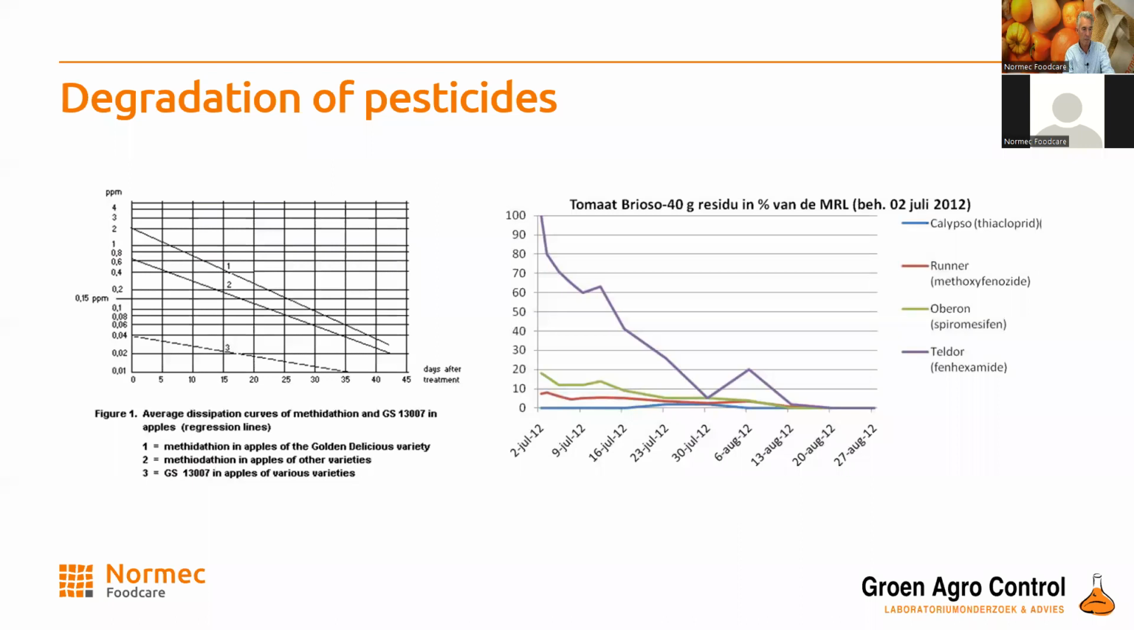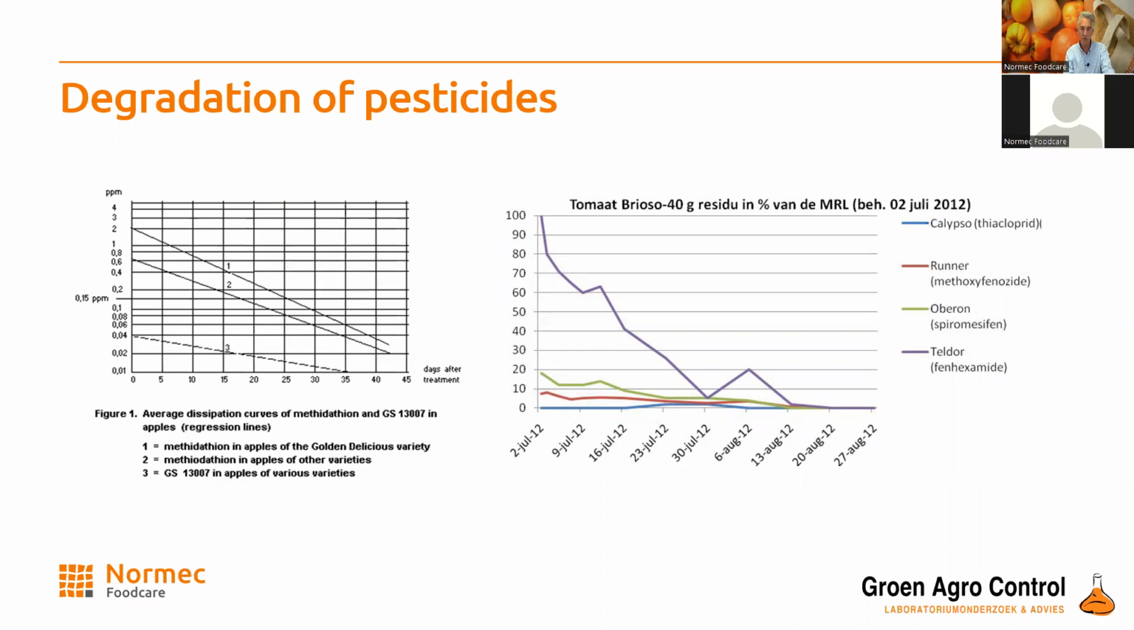Degradation of pesticides. Well, I show you two figures. The first one is about the use of two pesticides in apples, just on the Golden Delicious variety, and you see that the concentration of the different pesticides decreases over time. You see that the last measurement is about 35 days after treatment. It is gone. You can't analyze it anymore.